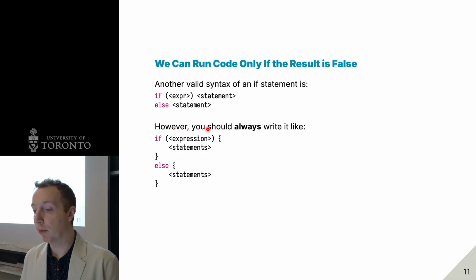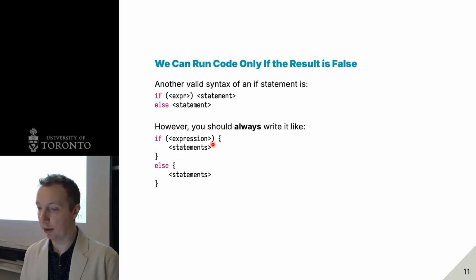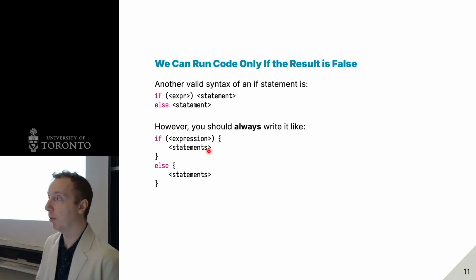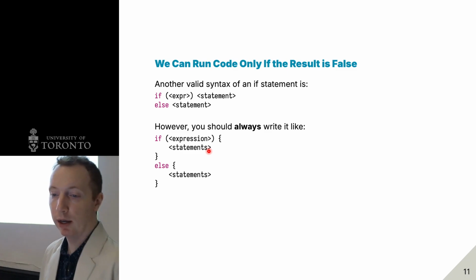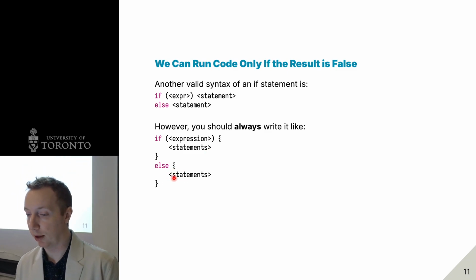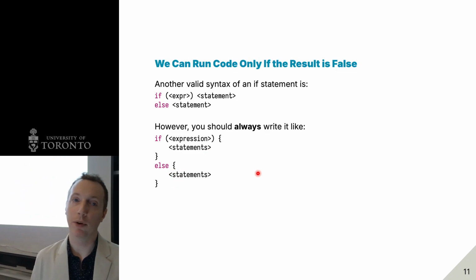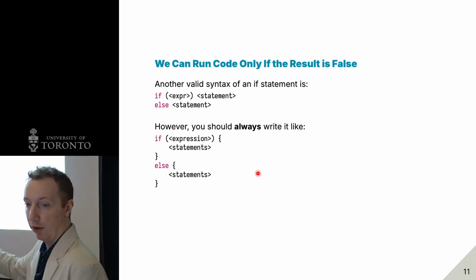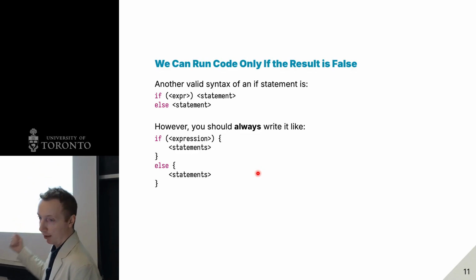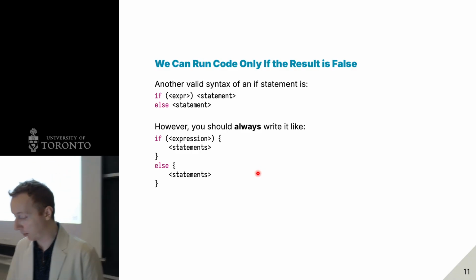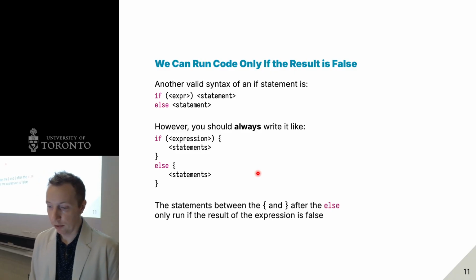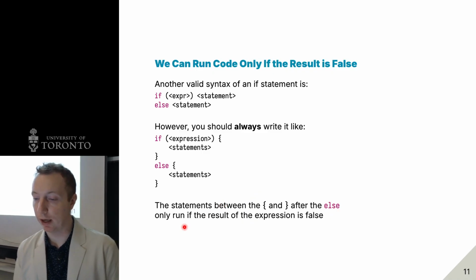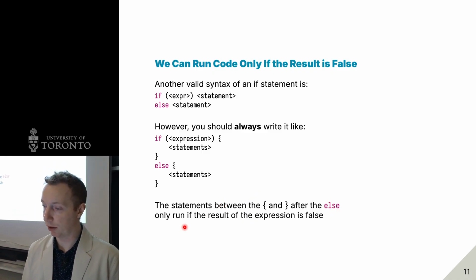So you should always write it again with curly brackets. I should write if expression, curly brackets, and then some statements that will only run if that expression is true. And now with else, I do else and then some curly brackets and then some more statements. And these statements will only run if that expression is false. So I can never run both of those statements at once. It's either one branch or the other. Again, the statements between the curly brackets after the else only run if that expression is false.